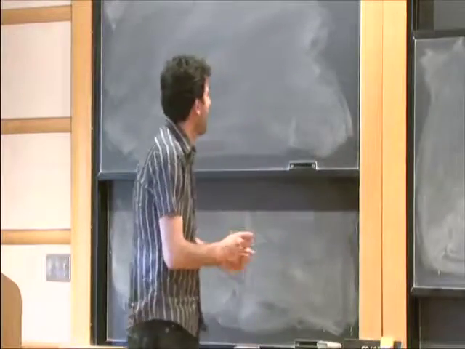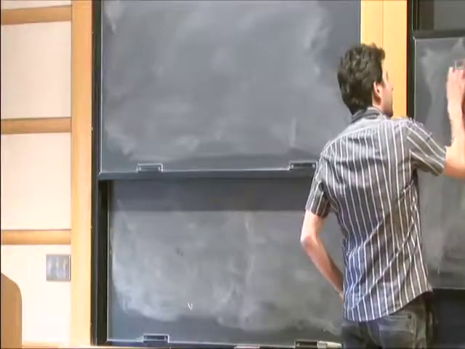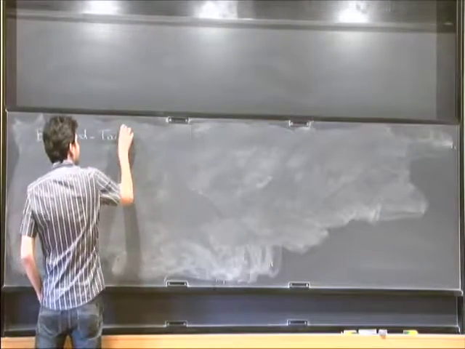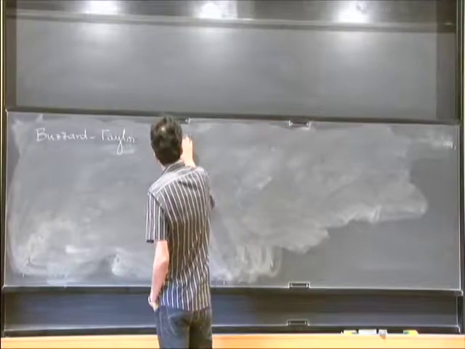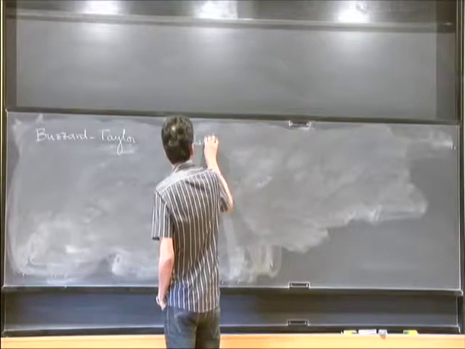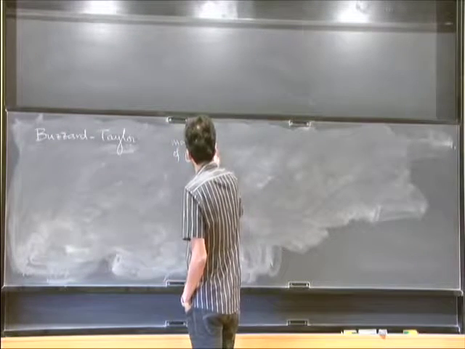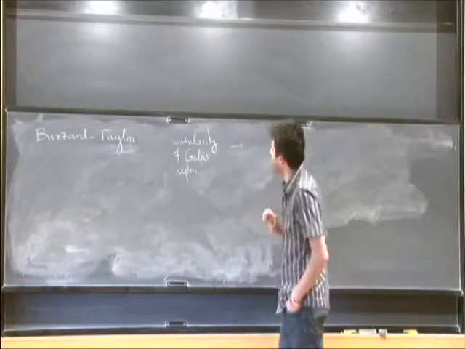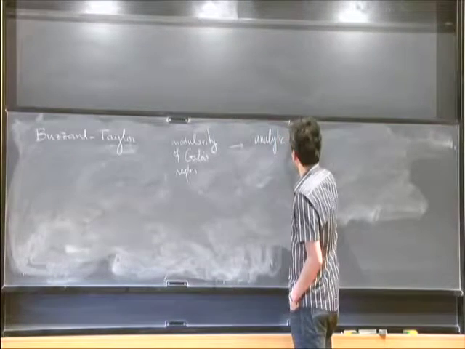So it all starts with the work of Buzzard and Taylor in the 90s. So this beautiful idea that to prove modularity of Galois representations, you can use analytic continuation of overconvergent modular forms.